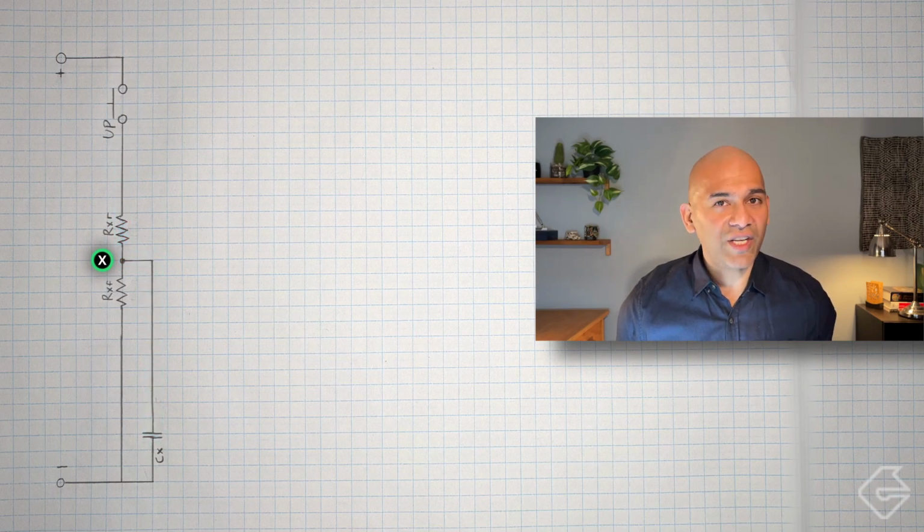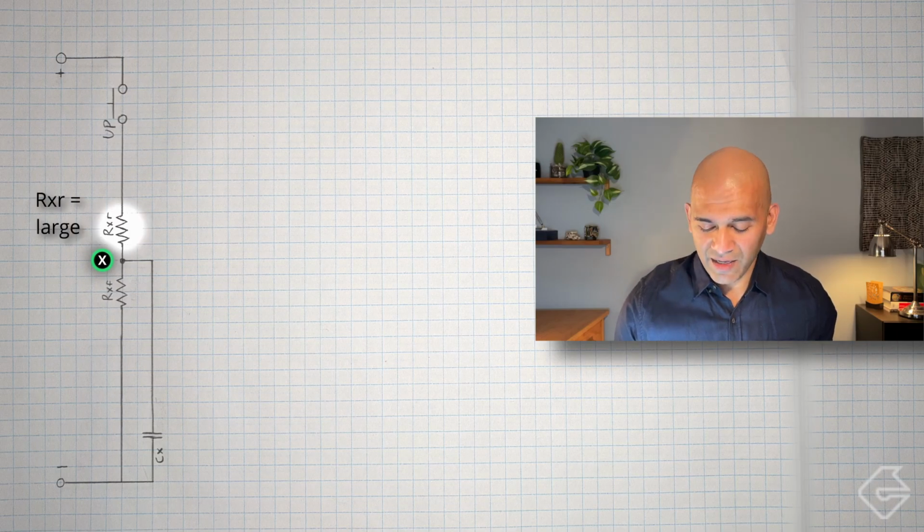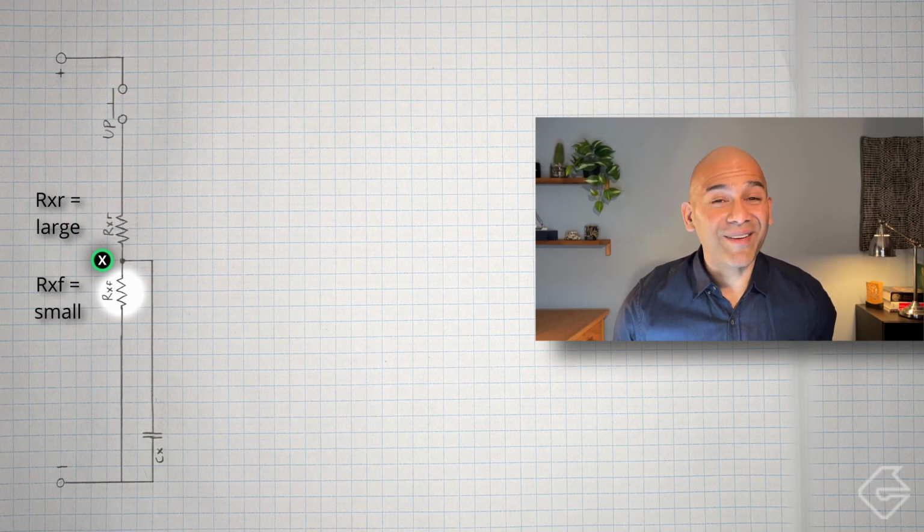The capacitor doesn't change, but the resistors can. So that means our XR, or this resistor over here, has to be big, and this resistor over here has to be small. Now, there's a problem with our circuit.